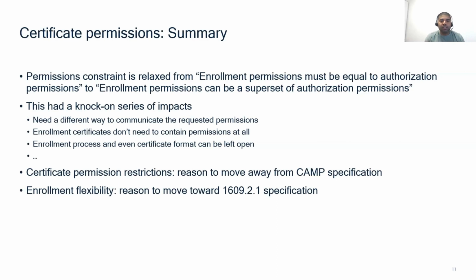This change in the design philosophy had a knock-on effect on several aspects of the certificate request. So we needed a different way to communicate the requested permissions to the registration authority. The enrollment certificates don't need to contain permissions at all, and the enrollment process and even the certificate format can be left open. Certificate permission restrictions was the main reason why we moved away from the CAMP specification, and the enrollment flexibility is the reason why people should adopt the 1609.2.1 specification.